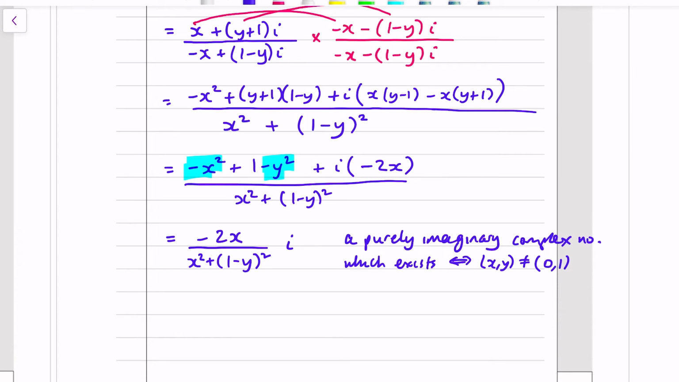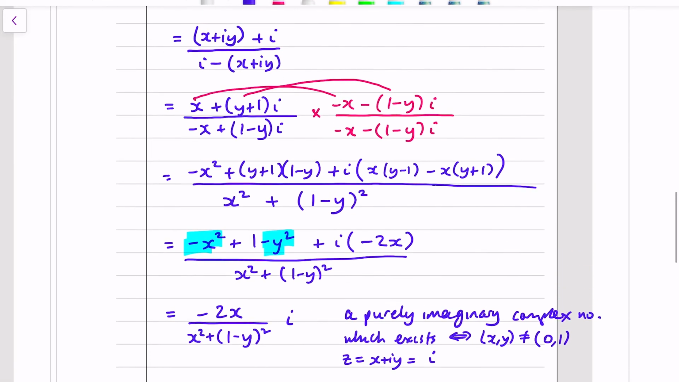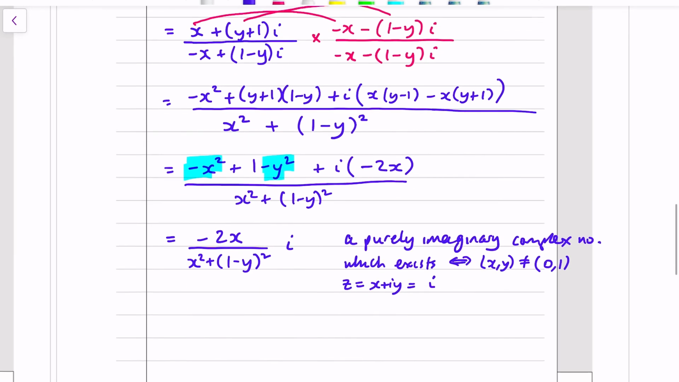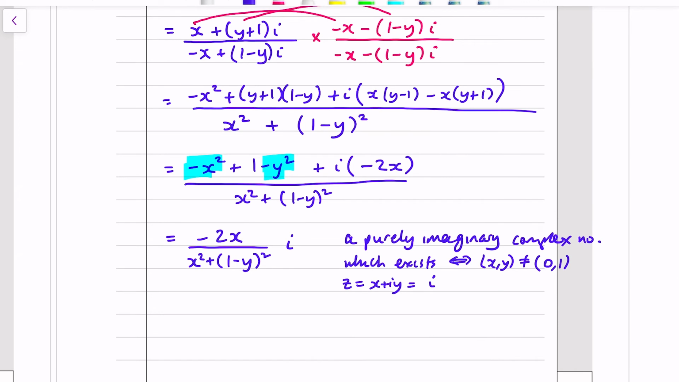So what does that mean if (x, y) does equal (0, 1)? That would be z equals x plus iy equals i, if y was 1. So if z is equal to i, if you go back to that original expression, then you get division by 0. You get 2i divided by 0. So, of course, w doesn't exist for that case. But every other value of x and y generates something.